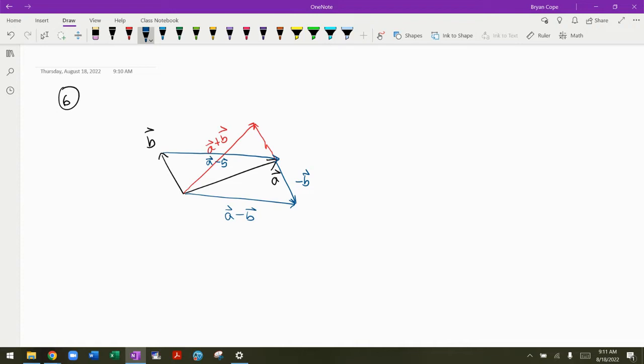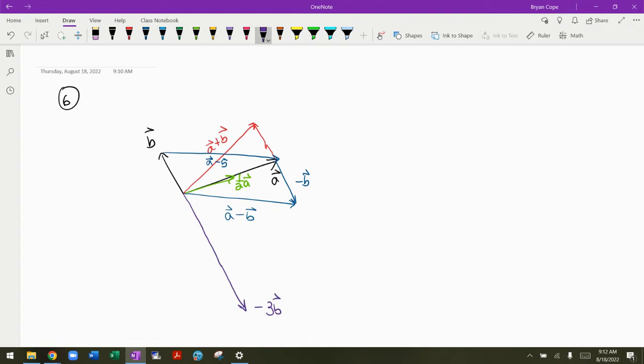For C, 1/2 A. 1/2 A is just a vector that's 1/2 the length of A, so it would look like that. Negative 3B, I'll use purple for that one, so that's 3 times the length of B, about like that, going in the other direction, so there's negative 3B.